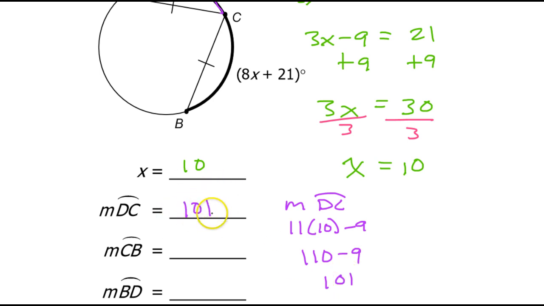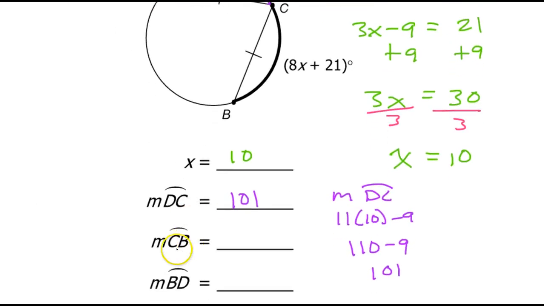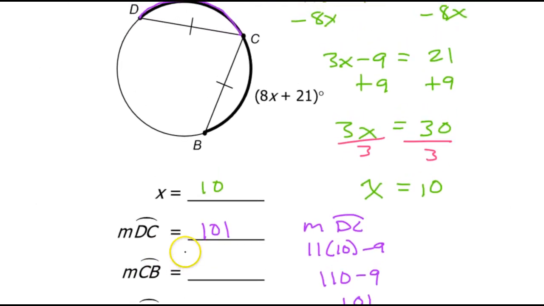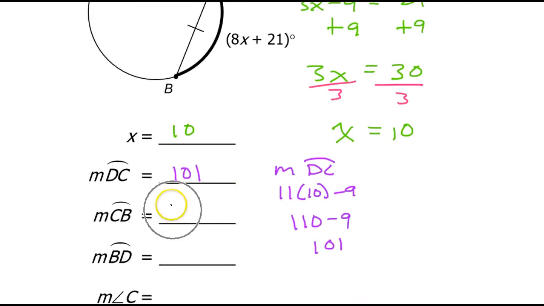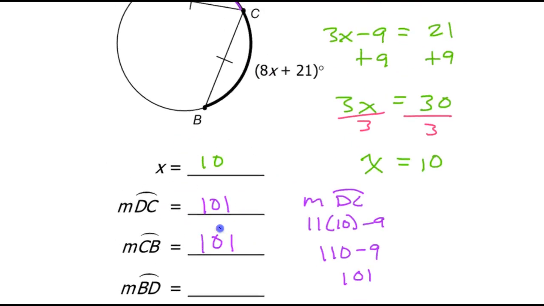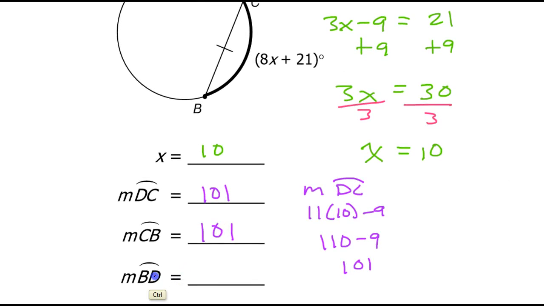But it doesn't stop there. Oh no, now we're supposed to find the measure of arc CB. Well, we already know that these are congruent, so it would be silly to plug 10 in for x when I can just say, oh, that will also be 101. They're congruent. Now, how about the measure of arc BD?